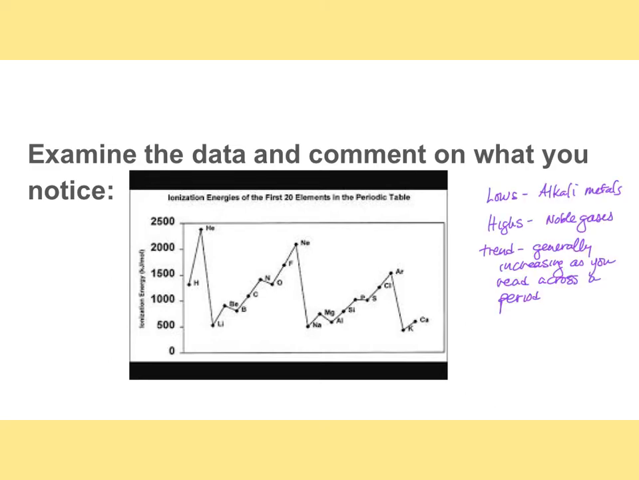You can now see some of the things I noticed looking at this graph, and that is the lows are the alkali metals, highs are noble gases, and the trend is a general increase across a period. Okay?